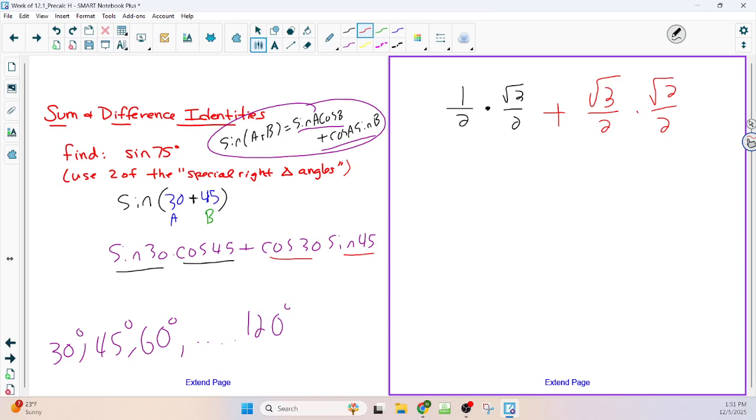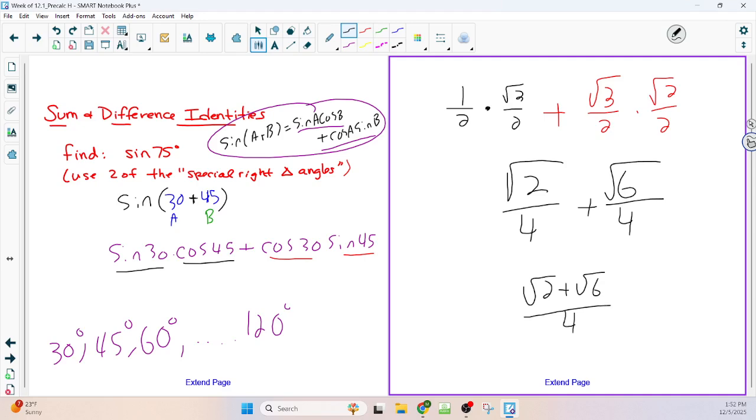All we have to do is simplify this out. We'll do one from your paper in just a minute. So we get root 2 over 4 plus root 6 over 4, right? And that is the answer, I guess. Root 2 over 4 plus root 6 over 4. Root 2 plus root 6, all over 4. Boom. Okay? So that's a sine.